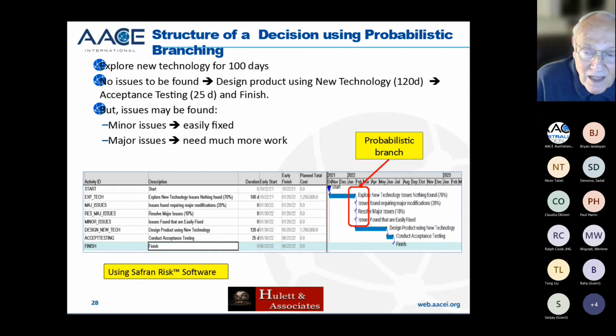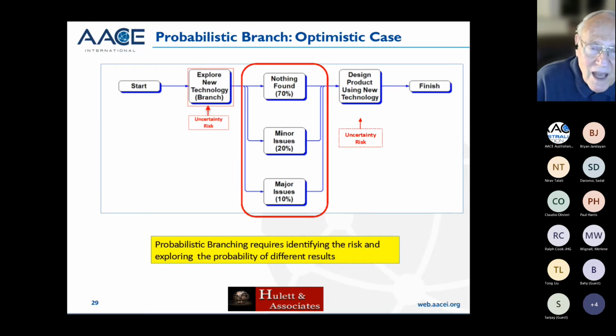And that tells me how long it is going to take between the finishing of the explore new technologies to design the product using that new technology, right? You can't design it using the new technology until you advance through these engineering or scientific steps. And here's a logic diagram of the explore new technology branch, and there's some risks associated with that.